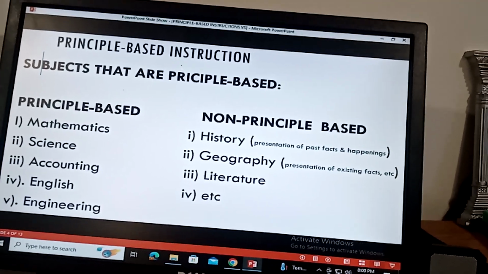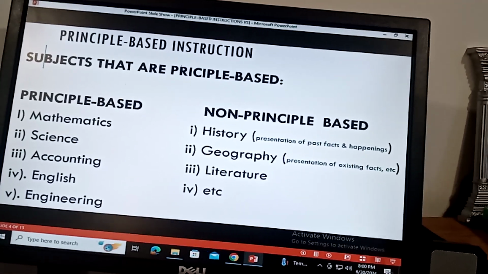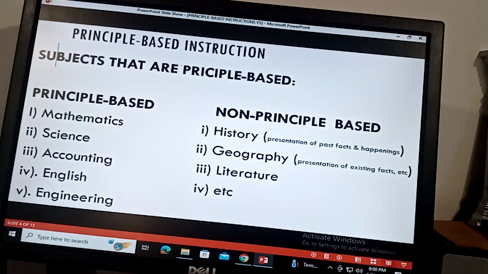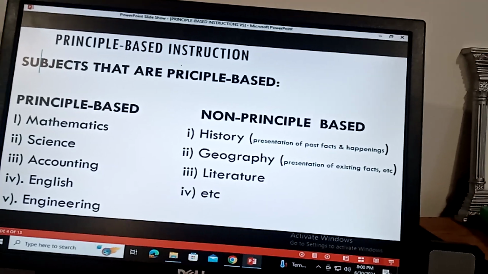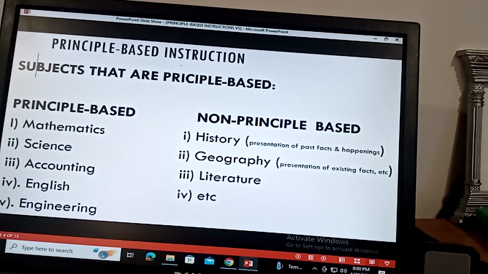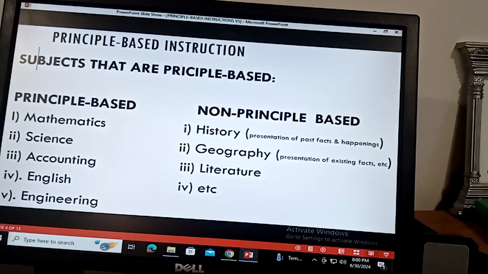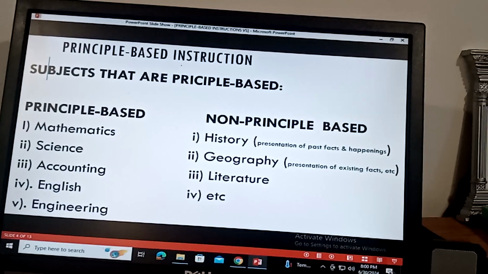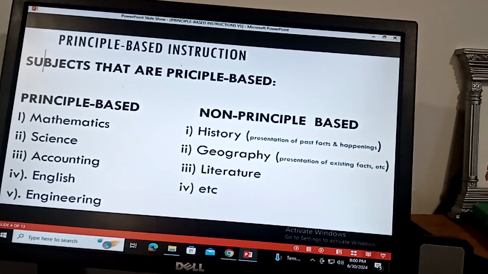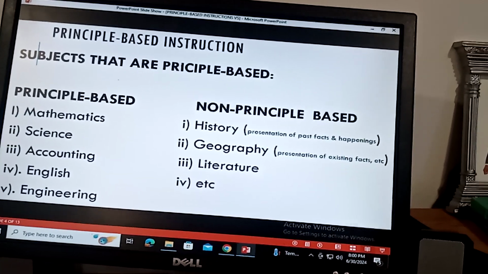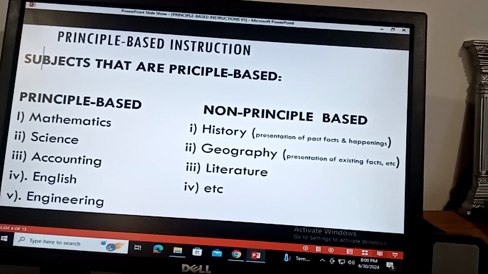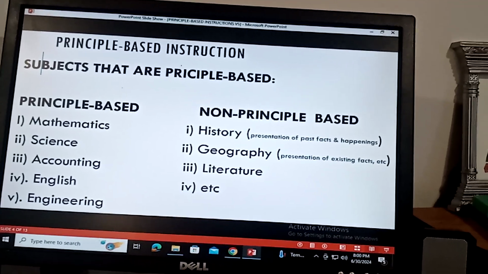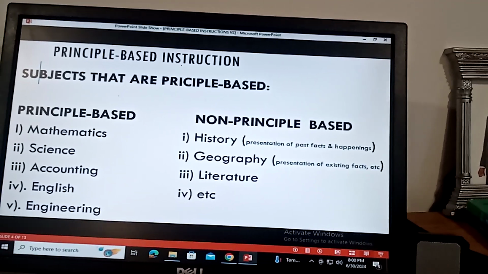For example, verbs and tenses. You cannot say the children is eating. What? The children is eating. Well, you better not say this in a party, or else everybody will go home and leave you with this kind of English. So for that matter, English is also a principle-based discipline. The same thing can be said for engineering.